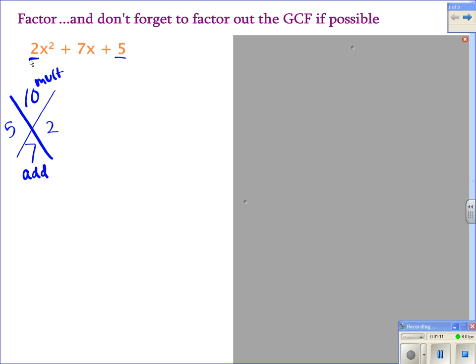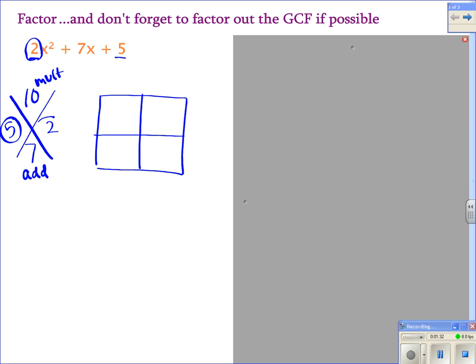5 and 2. Now, some of you have seen the x before, and those are the two numbers that go in the parentheses. If we didn't have a number right here, that would be the case. Okay, but because we have a number, an a value, other than 1, we're going to do a second step. So the hardest part of these problems is finding these two numbers. The rest of it is super easy.